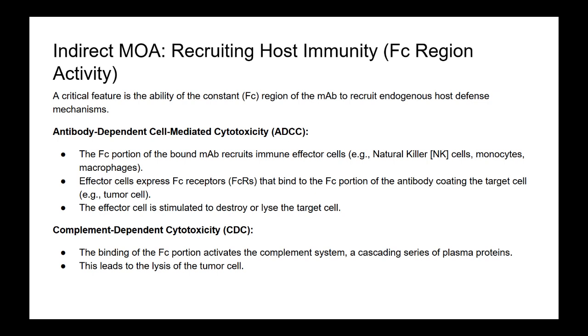Complement. That's a system of proteins in the blood, right? Yes, it's a complex system of plasma enzymes and effector proteins that normally helps clear pathogens. Here, the Fc region of certain types of antibodies like IgG1 or IgG3, when bound to the target cell, can bind the first component of the complement cascade, C1q. This binding triggers a chain reaction, a cascading activation of subsequent complement proteins. This cascade culminates in the formation of something called the membrane attack complex, or MAC.